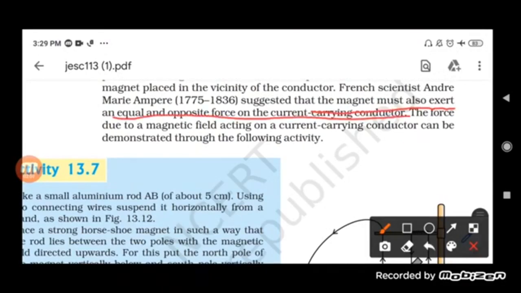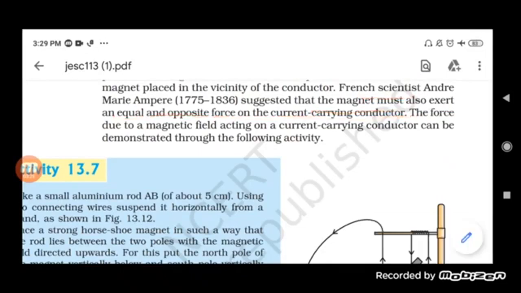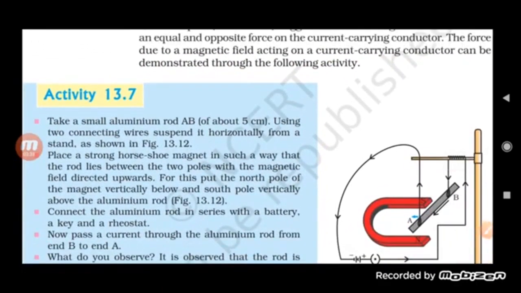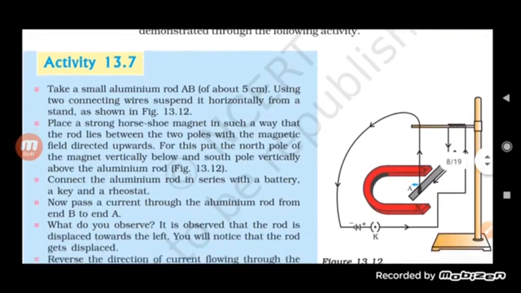So the force which is exerted by the current carrying conductor on the magnet, the magnet will also exert on the current carrying conductor, and this was explained by Ampere, the French scientist. He said that if we keep a magnet in the vicinity of a current carrying conductor, the magnet will also exert a force on the current carrying conductor. For that he demonstrated an activity.